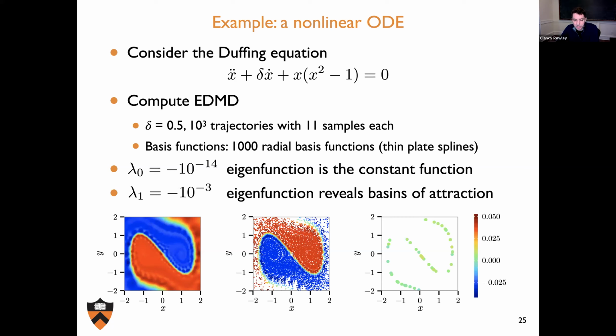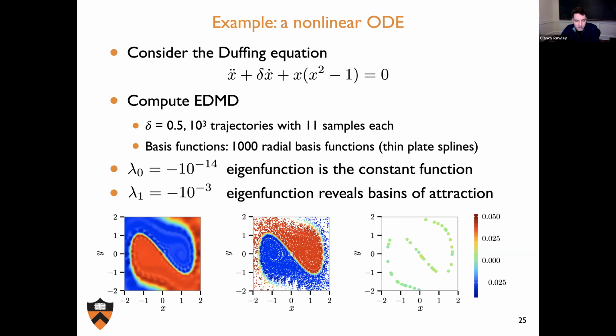What basis functions do we use? Well, here we used 1,000 radial basis functions, here thin plate splines, centered at 1,000 different points in the domain, determined by an algorithm, this k-means clustering algorithm. So if we use those 1,000 basis functions, then we find eigenfunctions as shown. So the first eigenfunction is the constant function, and that's always an eigenfunction of the Koopman operator.